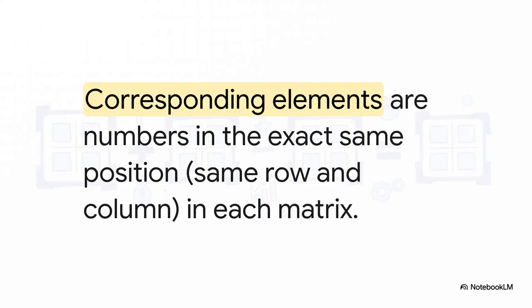That's it. So I just used that term, corresponding elements. What does it mean? It's really simple. It just means the numbers that are in the exact same address, the same position in each matrix. The number in the top left corner of the first matrix corresponds to the number in the top left corner of the second one. Think about a spreadsheet. You'd add the value in cell A1 from your first sheet to the value in cell A1 in your second sheet, right? You wouldn't add A1 to C5. It's the exact same logic here. The position is everything because it's what gives the number its meaning.